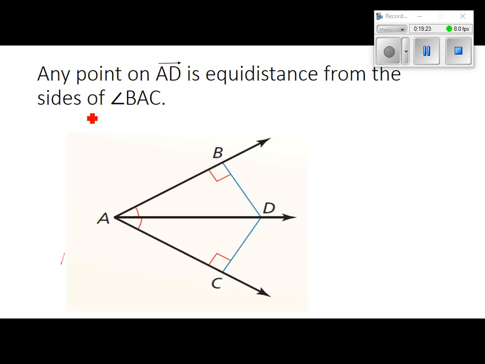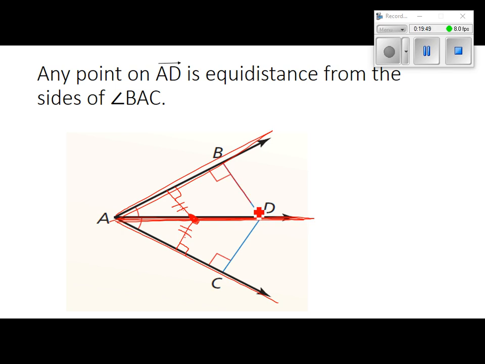So any point on this angle bisector is the same distance from this ray as it is from that ray. So if I pick some point right here, and it comes out there, that's a right angle. Comes out here, that's a right angle. What do I know about those two segments right there? They're the same, they're congruent.